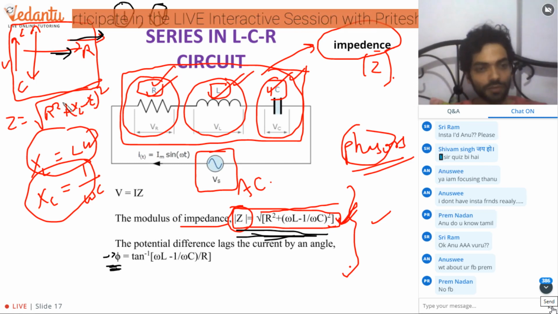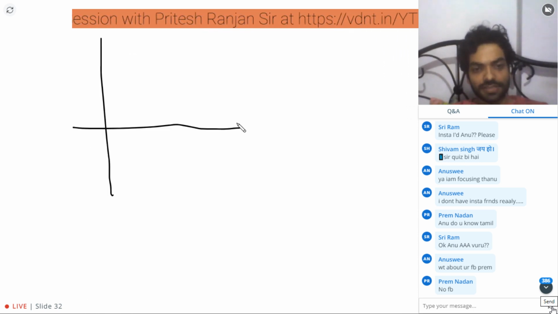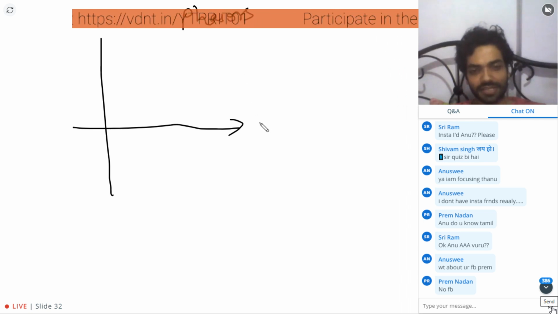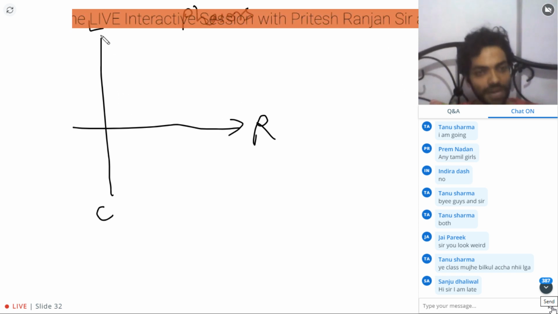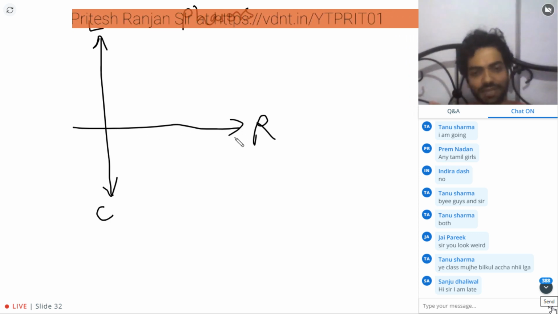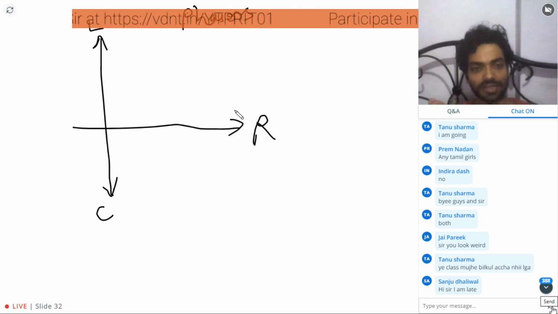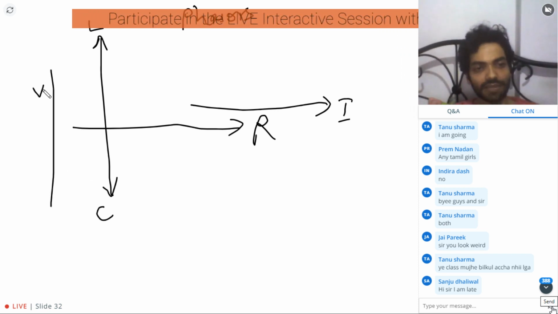So guys, let me give you a full overview of phasors. In the phasors, what do we keep in mind? The resistance is across the x-axis, and inductance and capacitance are across the y-axis. The up direction I have fixed for inductance, the down direction for capacitance, and the extreme right direction for the resistance. This side is taken for current and the y-axis is taken for voltage.